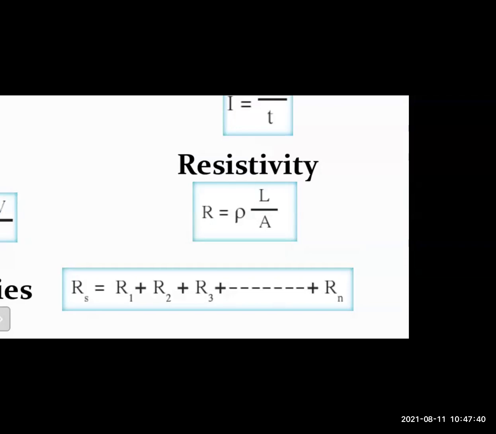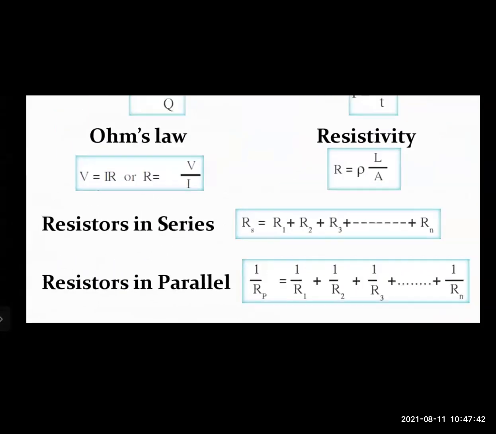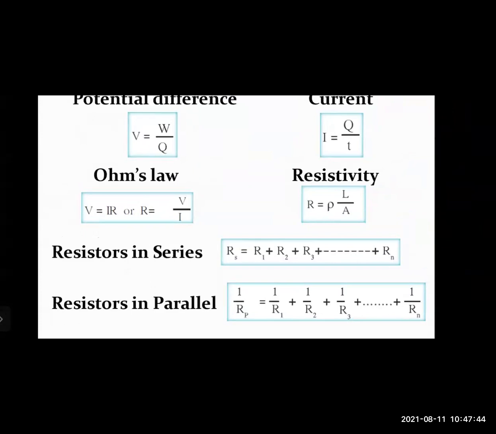Then we had seen the concept of resistors in series and resistors in parallel. The formula for resistors in series was: the total resistance for a series combination is the sum of all of the resistors that are connected. So Rs will be equal to R1 plus R2 plus R3 all the way up to Rn, where n is the number of resistors that we have combined in series.